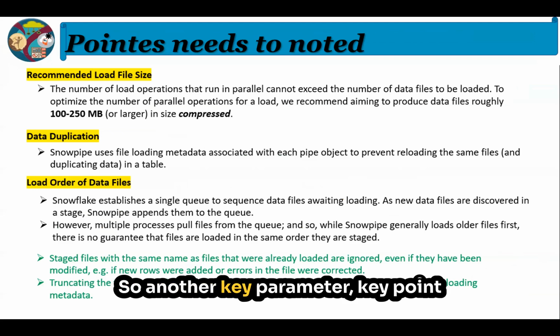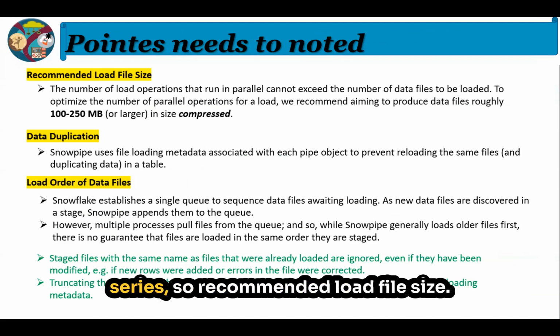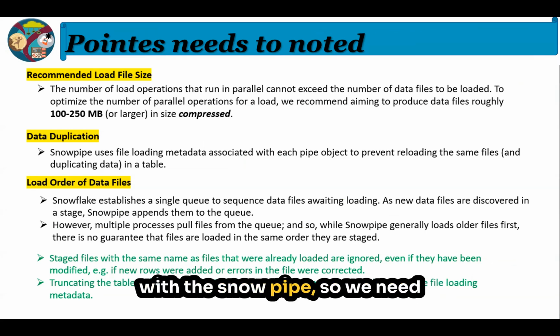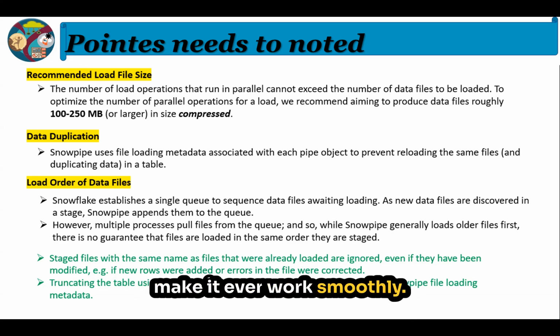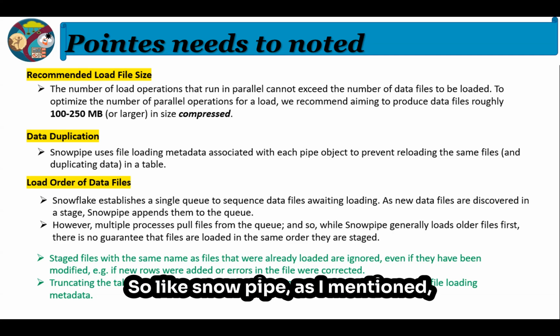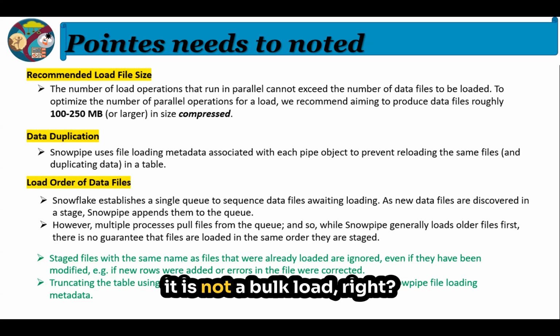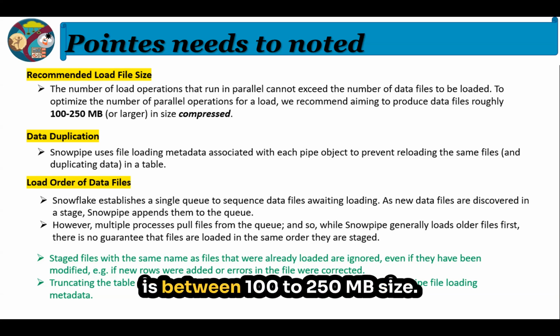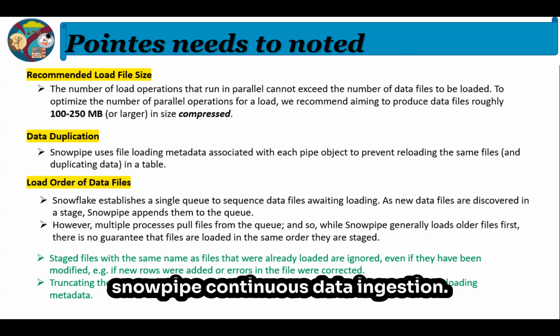Another key point here is the recommended load file size. Whenever you are dealing with Snowpipe, we need to follow some best practices to make it work smoothly. Snowpipe, as I mentioned, is not a bulk load. Ideally, the recommended size is between 100 to 250 MB. It is recommended for Snowpipe continuous data ingestion.